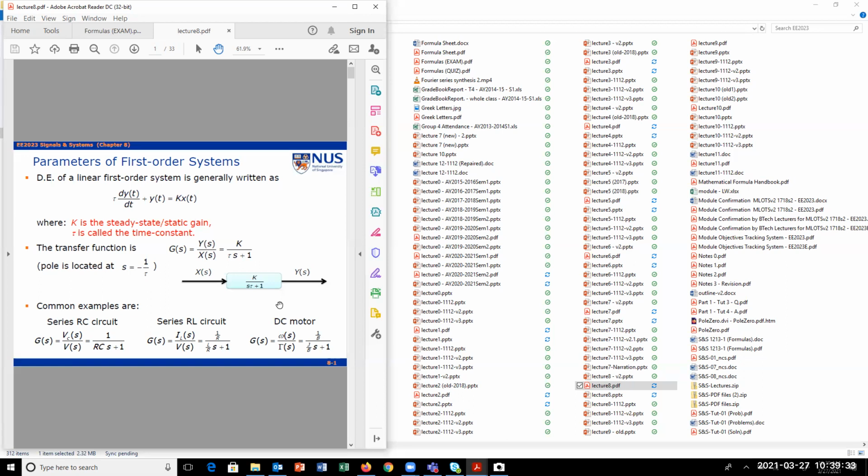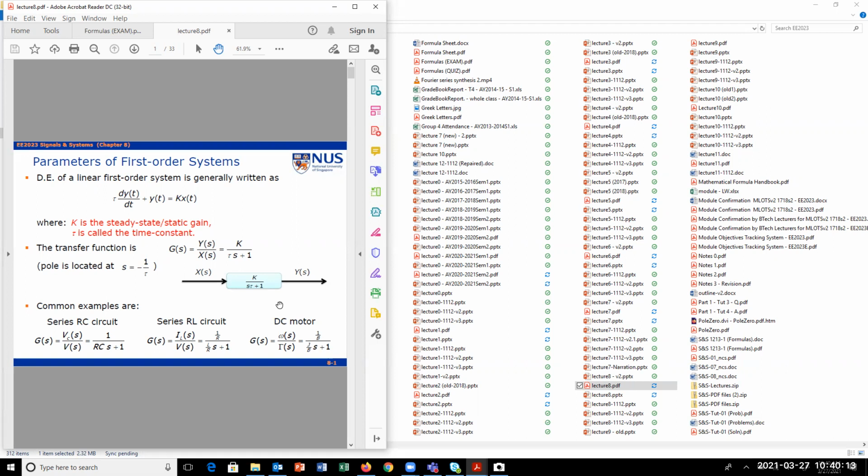we basically introduced the general form of the first order and second order systems. Then we looked at what would be the response of these two types of systems for two types of inputs: an input which is an impulse, in which case we call it an impulse response, and an input which is a step input, and we call that a step response.